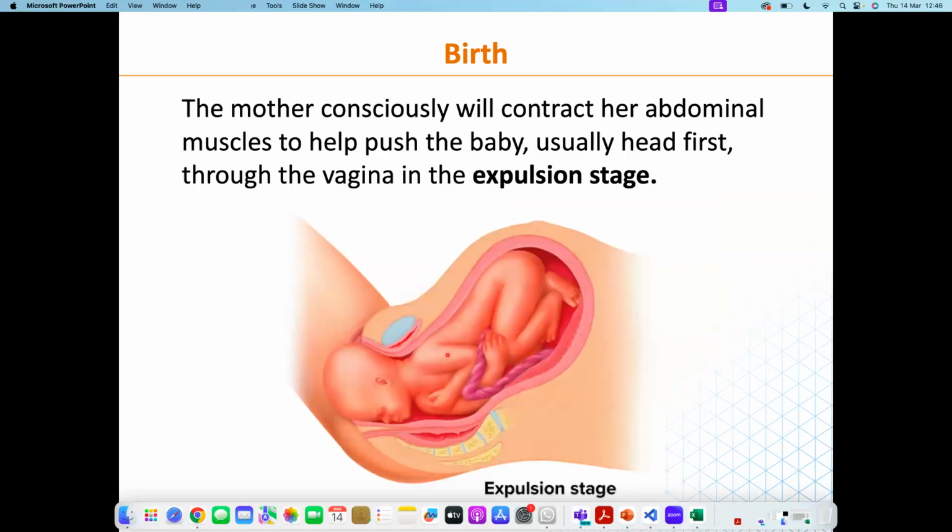So the mother would consciously contract her abdominal muscles to help push the baby. In most cases, they have to tell the mother to push. Once they tell the mother to push, the pushing method is a contraction of the walls of the stomach, like when you want to poop. So you contract the walls of the stomach, and that helps push the baby. Usually the head comes out first.